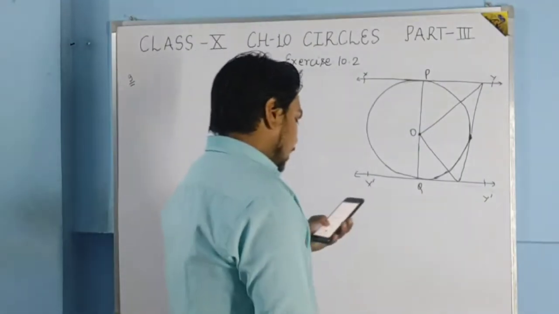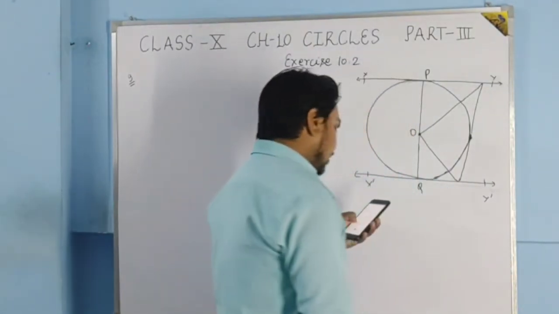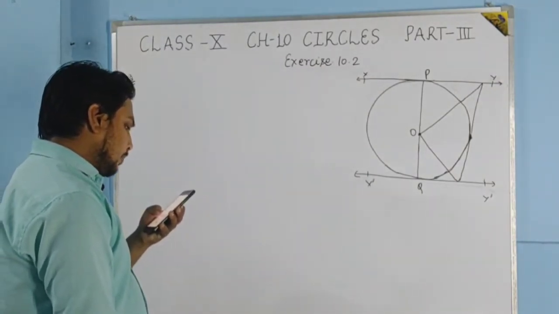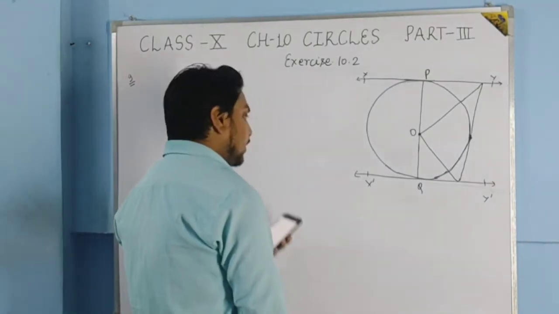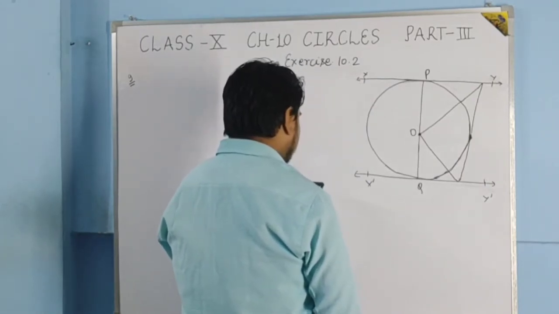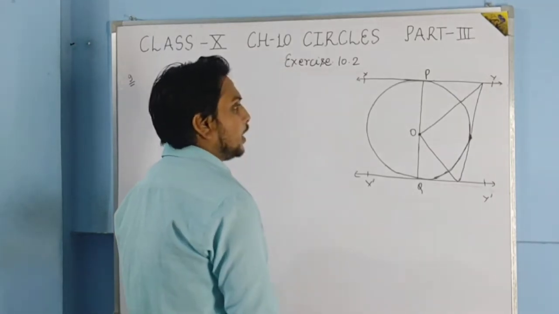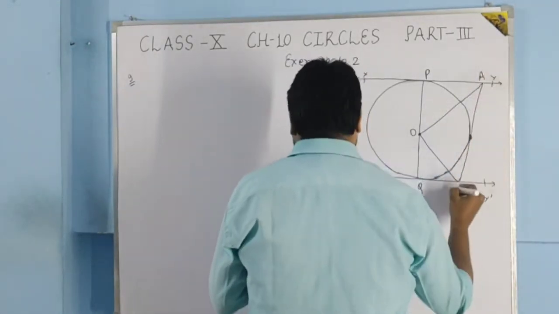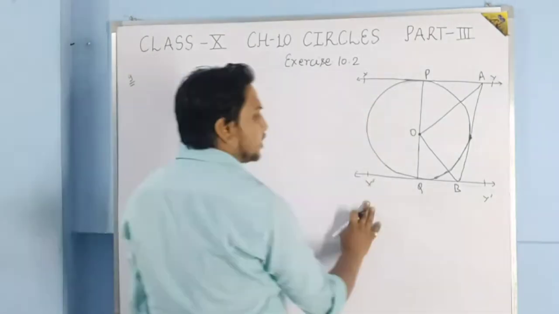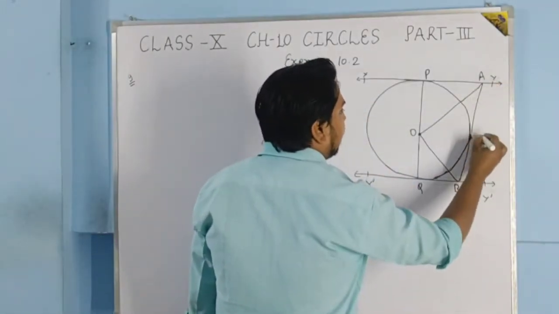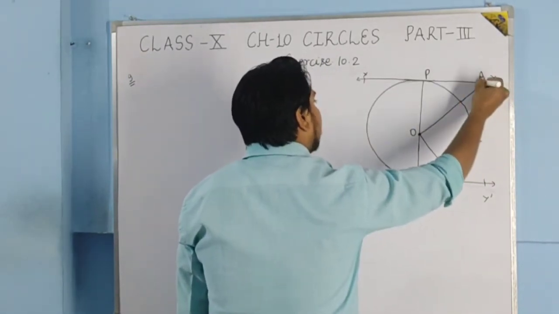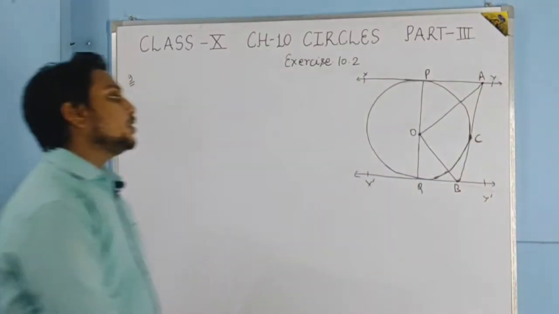And another tangent AB with point of contact C, intersecting XY at A and X'Y' at B. Here this is the point A and this is the point B. So total 3 tangents are given: one is XY, one is X'Y', and one is AB with point of contact C, intersecting XY at A and X'Y' at B. So this is the figure.